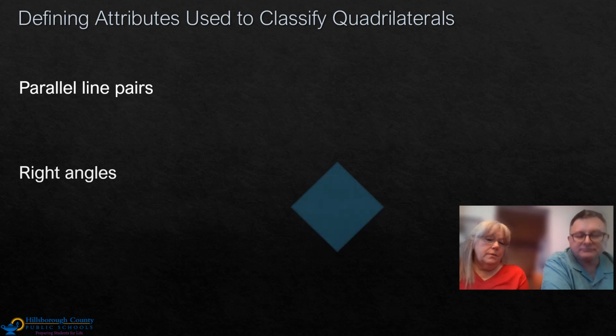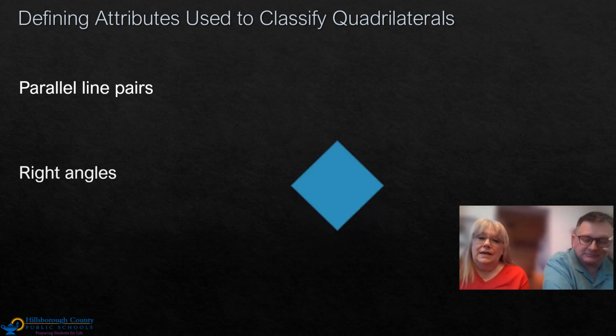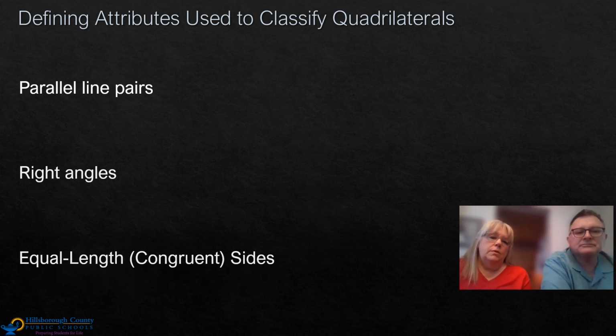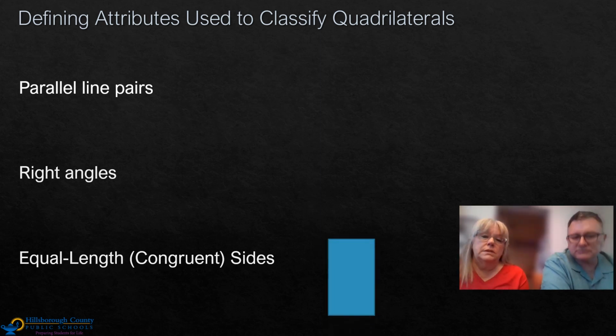Another thing we're going to look at are right angles. If I can take a square like a color tile, for example, and place it into the vertices, then I know that those angles are right angles. The language in the benchmark itself says equal length, but we can also introduce the vocabulary term congruent. So if I look at this rectangle, one side is the same equal length as the opposite side of that rectangle.